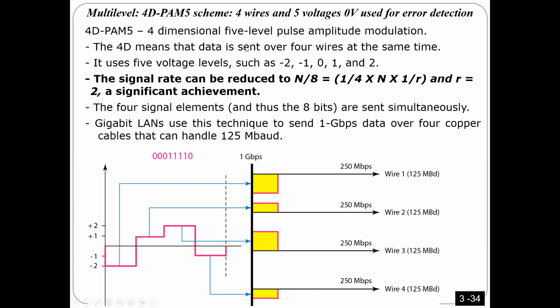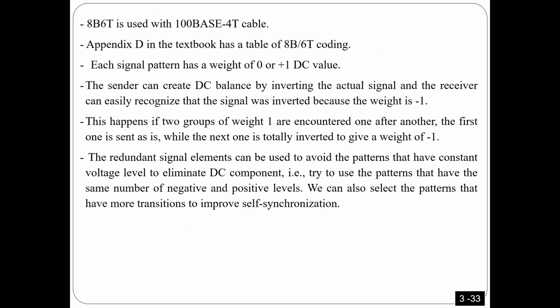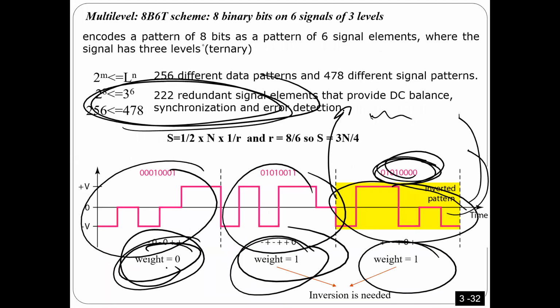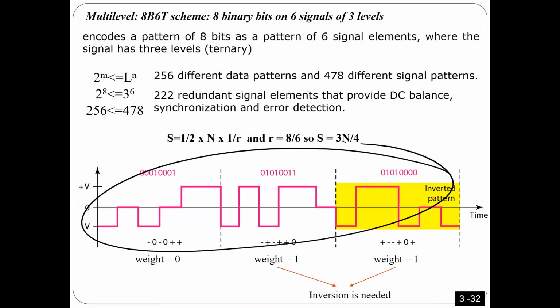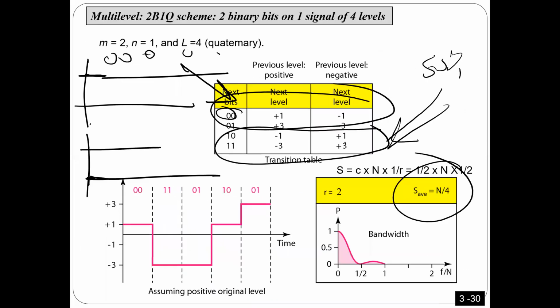4G means 4-dimensional. And what is the meaning of 4-dimensional? It means I'm going to use 4 wires instead of 1 wire. So actually, everything I explained before this, the signal was transmitted through only 1 wire.